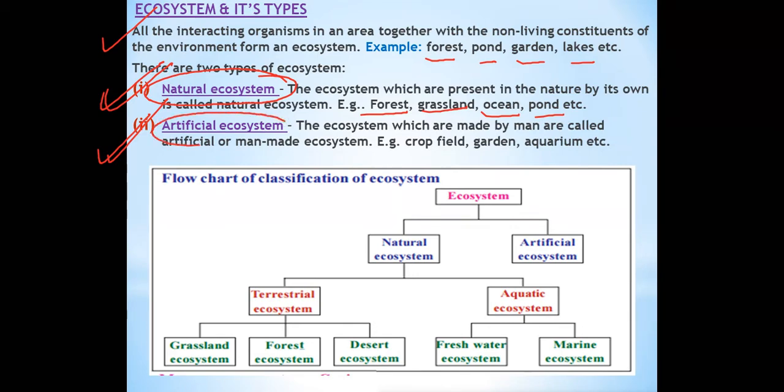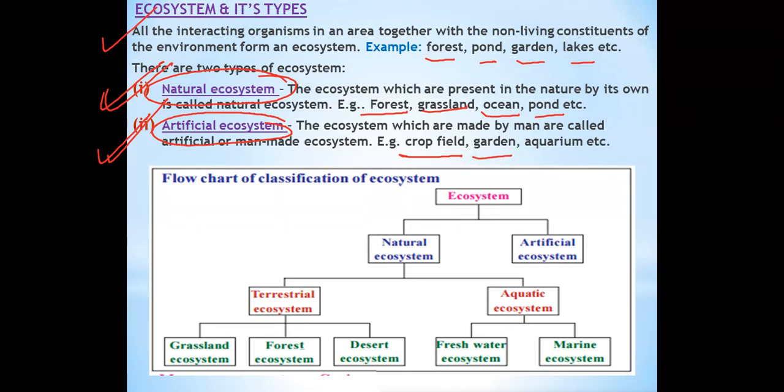And what are artificial ecosystems? Artificial ecosystems are those ecosystems which are made by man. We have made those ecosystems. They are called artificial ecosystems. For example, crop field. Crop fields are made by the farmers. So that is an example of an artificial ecosystem.